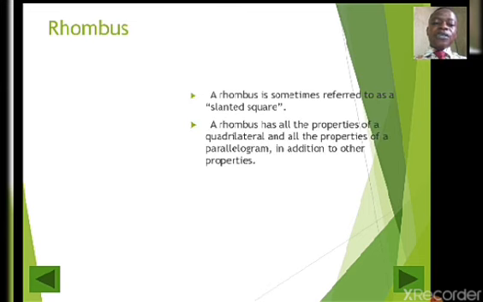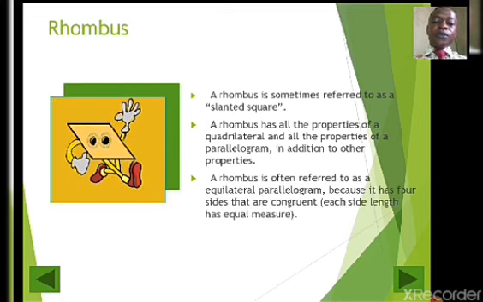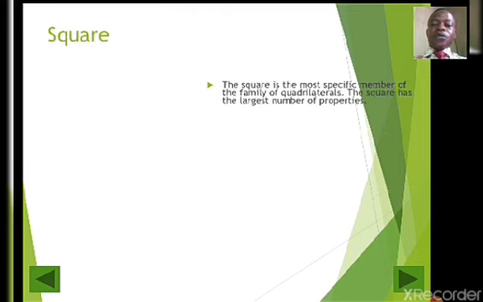A rhombus is sometimes referred to as a slanted square. A rhombus has all the properties of a quadrilateral and all the properties of a parallelogram, in addition to other properties. We can see the diagram of a rhombus. A rhombus is often referred to as an equilateral parallelogram because it has four sides that are congruent, that is, each side length has equal measure. Then we talk of square.